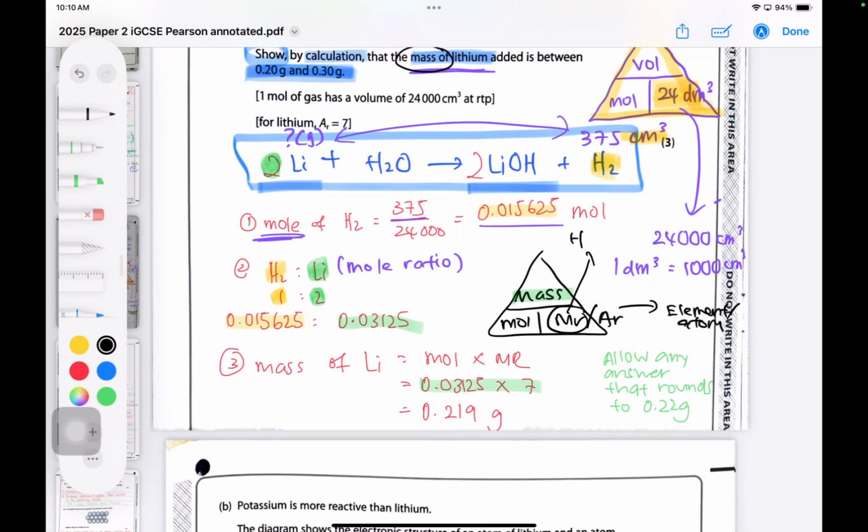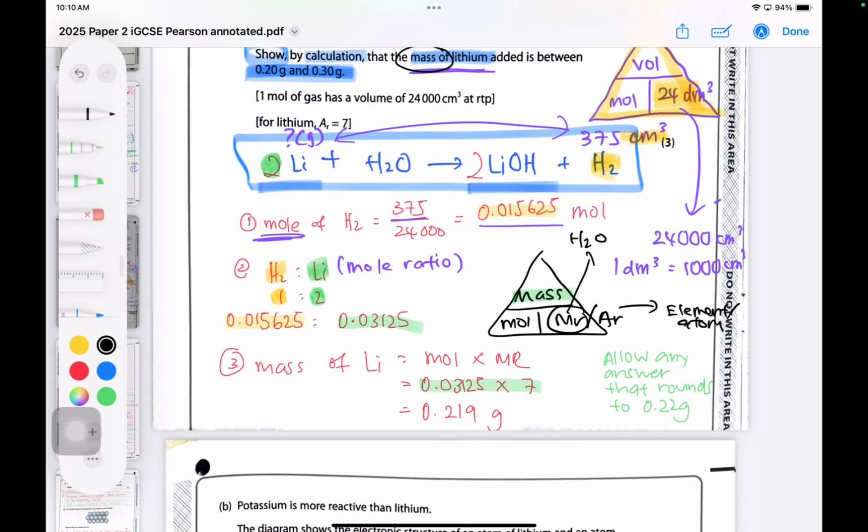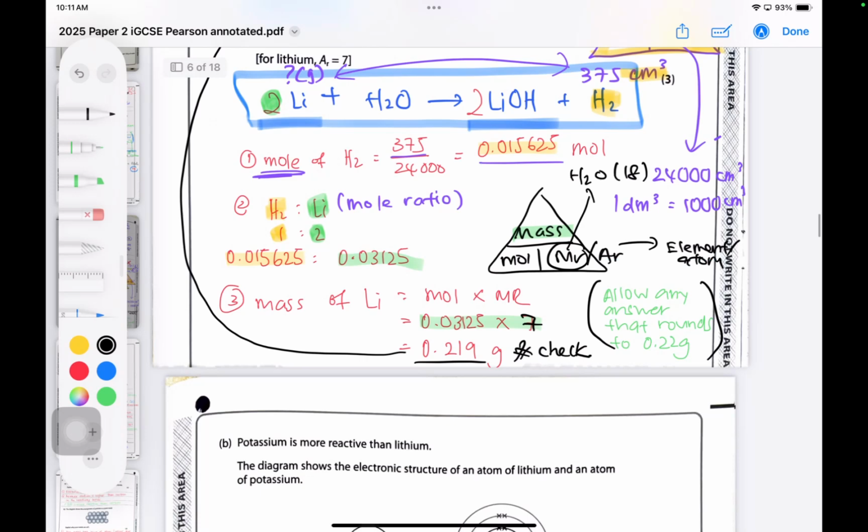Like for example, H2O is a molecule and has a mass of 2 hydrogen plus 1 oxygen, so that gives us 18. But in this case, I'm looking at the mass of lithium, which is an element, just one thing. So 7 is what you can get from the periodic table, and you will get this value of 0.219. And then you always don't just stop there, check, right? They did mention that the value should be between 0.2 to 0.3, so that means we're on the right track. They actually allow any answers. If you round it up to 0.22, you will also get the marks as well. So that's how we get our 3 marks over here.